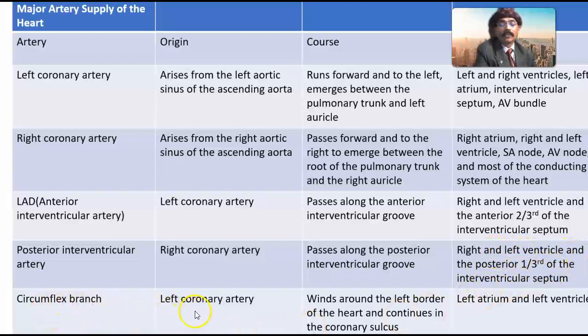The circumflex artery is a branch of the left coronary artery. It winds around the left border of the heart and continues in the coronary sulcus. The coronary sulcus is the junction between the two atria and two ventricles. Its area of distribution is the left atrium and left ventricle.